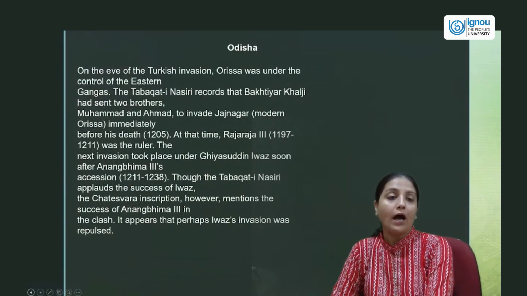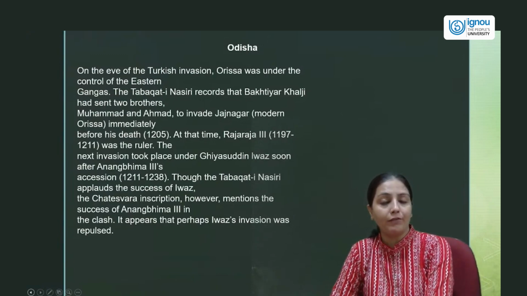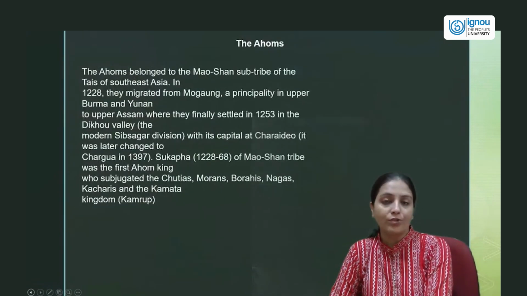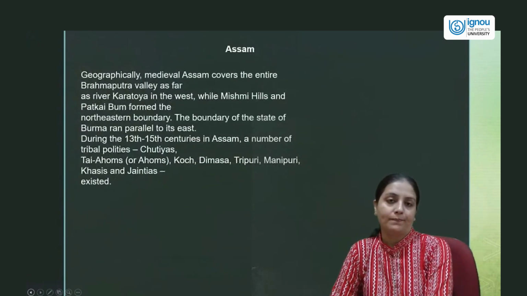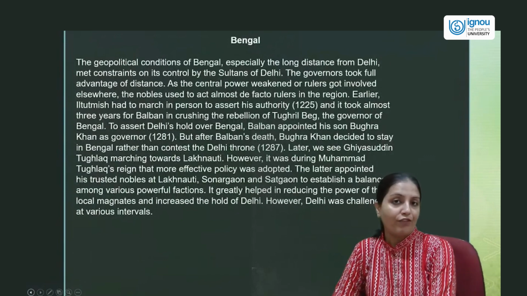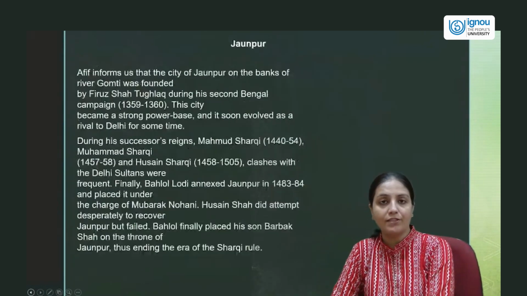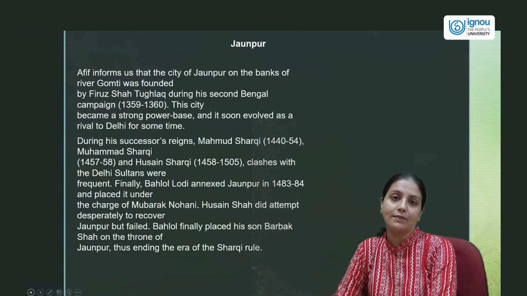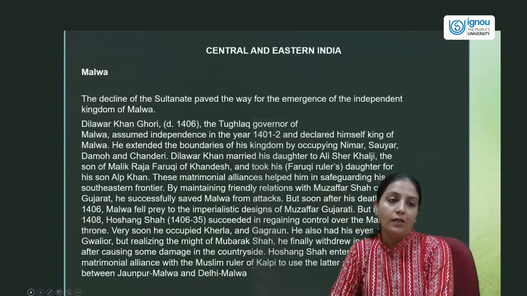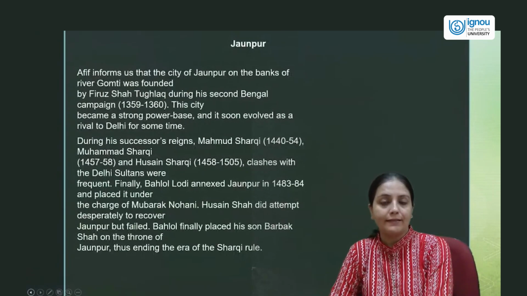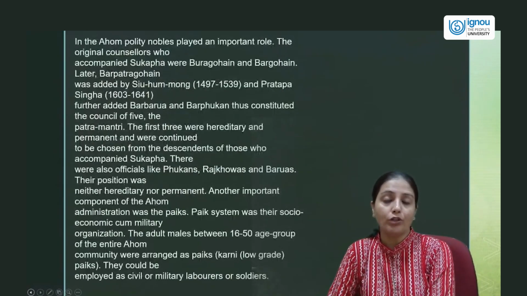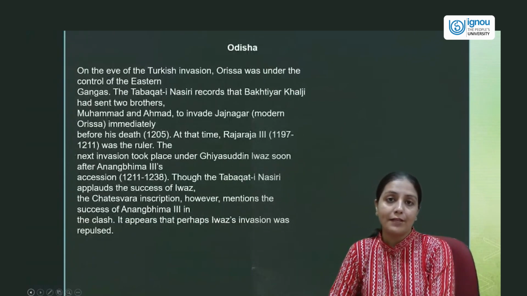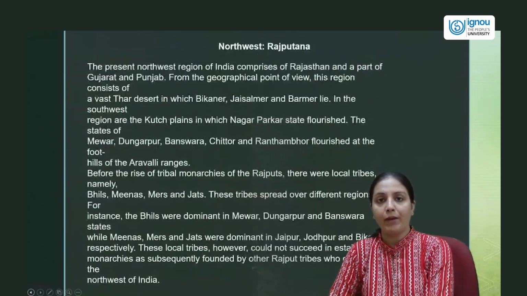Odisha, we have studied how they connected with Odisha and how the Turkish people invaded Odisha at that time. Ahoms we have studied. Kamata, Kamrup, Assam, Bengal also, a very fertile agricultural land. Earlier I have discussed it. Jaunpur also we have discussed. Malwa. And after these regions, we will go on to study Unit 4. In Unit 4, we will study Vijayanagar and the Bahmani Empire.